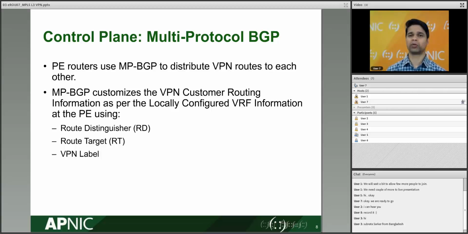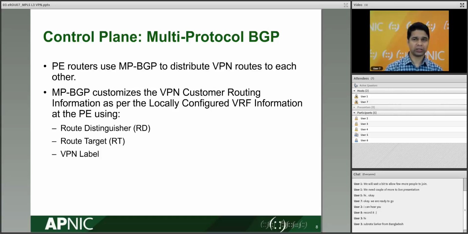We call it multi-protocol BGP. It's the same BGP we use for the internet, BGP version 4, but we call it MP-iBGP because it supports multiple protocols. That means it could support IPv4, IPv6, VPLS, VPWS, all those things. That's why it is multi-protocol. So the P routers use MP-iBGP to distribute the VPN routes to each other.